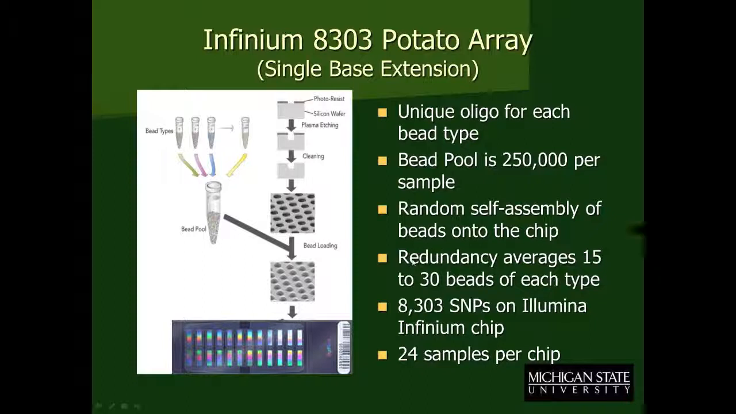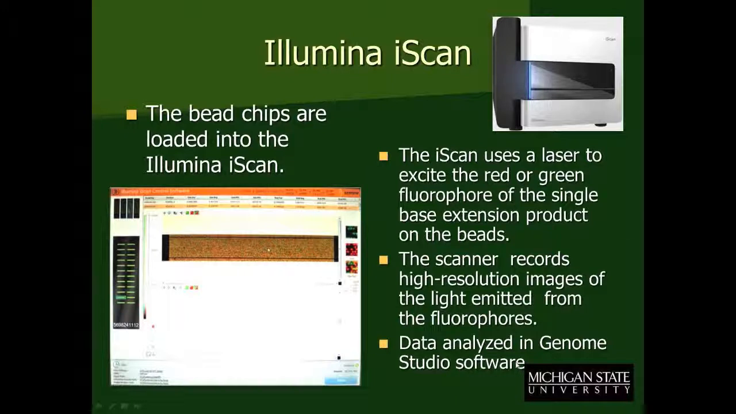And then when you average this all out, there's a redundancy built into the system. For each SNP that we're trying to read, there's about a 15 to 30 bead redundancy of that SNP. So when we do get a call, it's really based on the average of those calls for that SNP. We have the 8,303 SNPs on a chip, and on each chip we can have 24 samples. It's about a 3-day operation to do the SNP analysis if we have good quality DNA to start with on the first day.